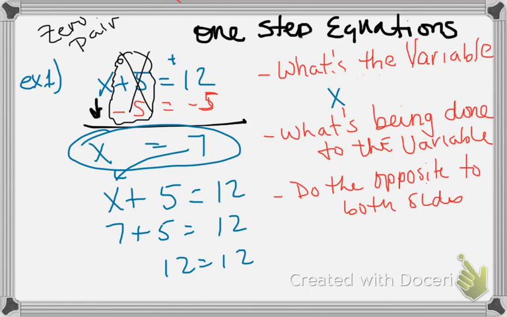So let's try another one. This is example 2. Let's say we have x minus 6 equals 7. Let's ask ourselves the same questions. What's my variable? My variable is x. What's being done to x? It's being subtracted by 6. What's the opposite of subtract 6? You should say add 6 to both sides.